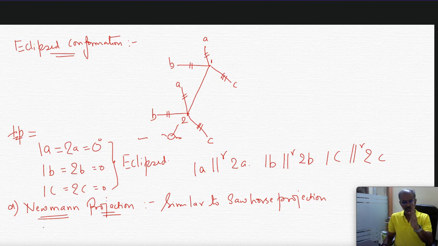In Newman, when it is viewed along the axis, in all the 3 cases it is viewed along the axis only. Now, in Newman projection, if it is viewed along the axis, take for example the carbon atom which is towards the observer, right? That is the front carbon atom. Now I'll go to the next page. I'll just delete all these things.